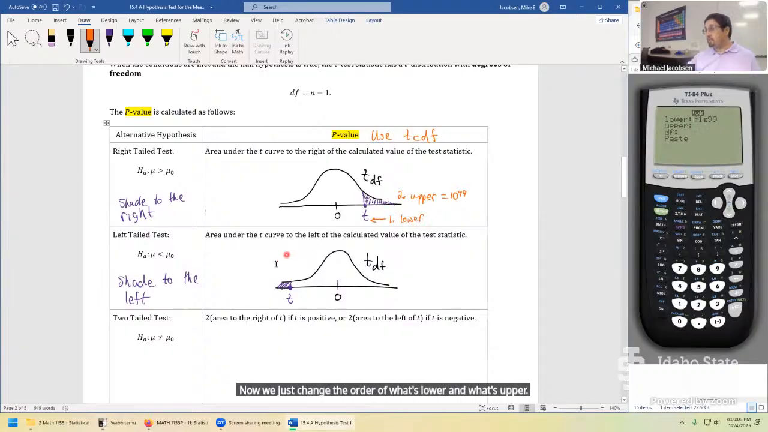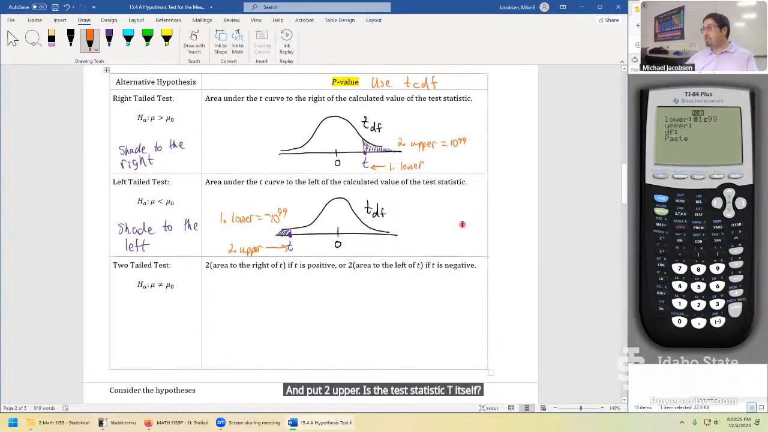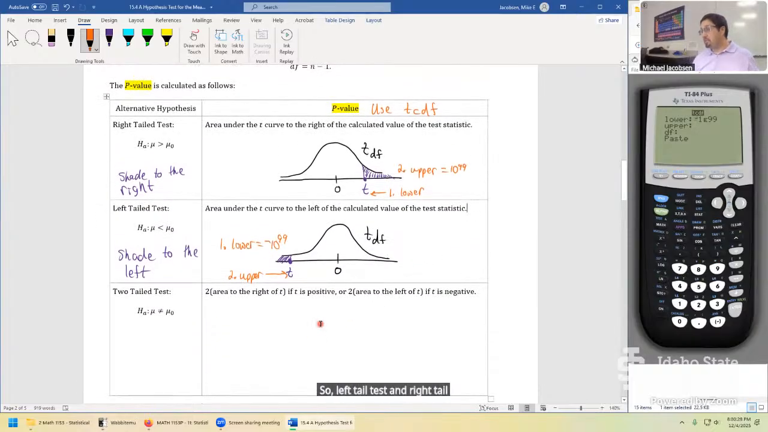This time the lower value, we're going to the left forever in the shading. So input 1 lower is equal to negative 10 power 99. Input 2 upper is the test statistic t itself. So left tail test and right tail test go together in that way. But the two tail test is more complicated. This one's harder to say. It's either you double the area to the right of the test statistic t when t is positive, or to the left.